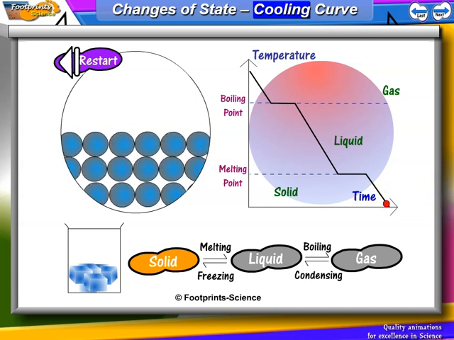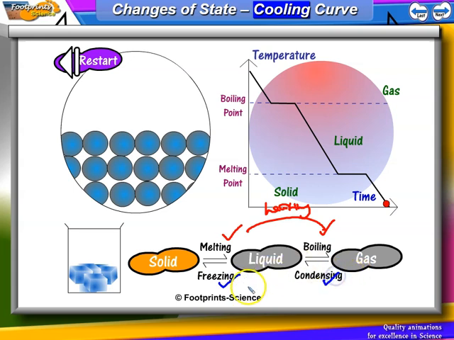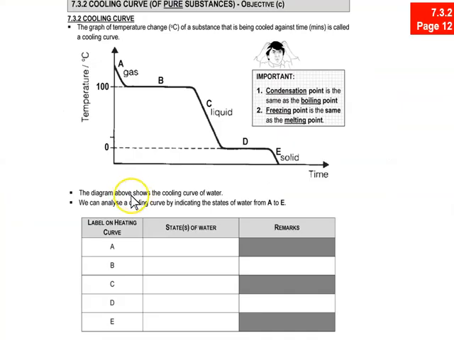The cooling curve actually focuses on two processes. Yesterday, Mr. Mong took you through melting and boiling. Now these two processes are found on the heating curve, but the cooling curve will be looking at freezing and condensing. So today we'll be looking at these two processes. Alright, let's look at page 12 of your notes.